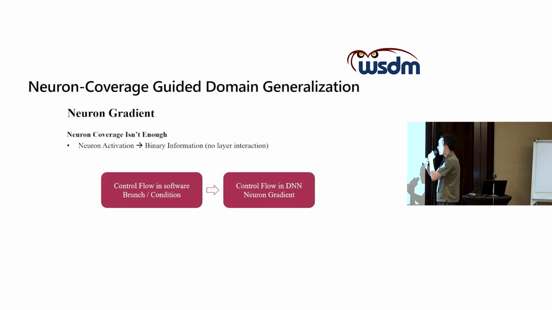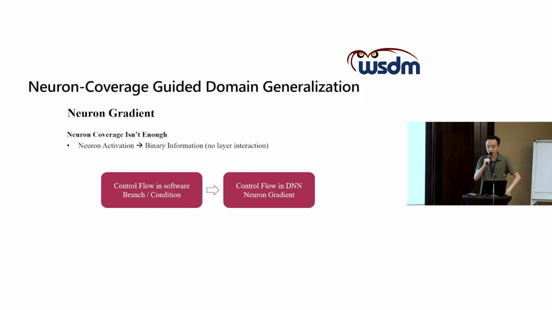This is because neuron activation only considers binary information, whether the neuron is activated or not. But in our code, we also have the path, the decision logic flow, which means the interaction of different code. When coming to our deep neural network, this is the interaction of our layers, which has been missing. So we want to apply the idea of the control flow in the software, the branch conditions, to the control flow in the deep neural network, which we define as the neural gradient.